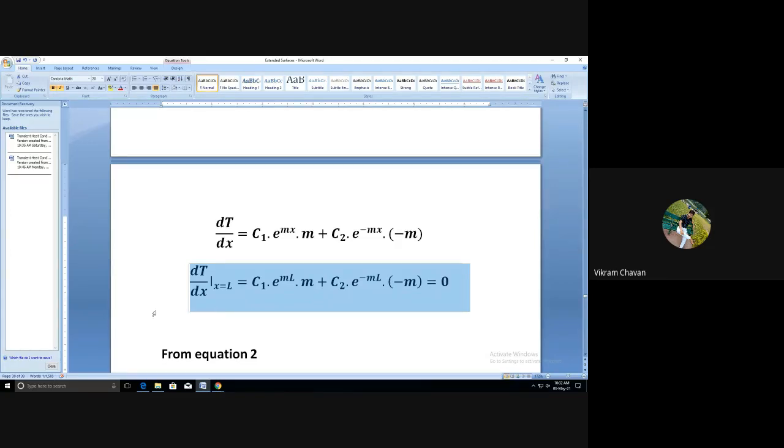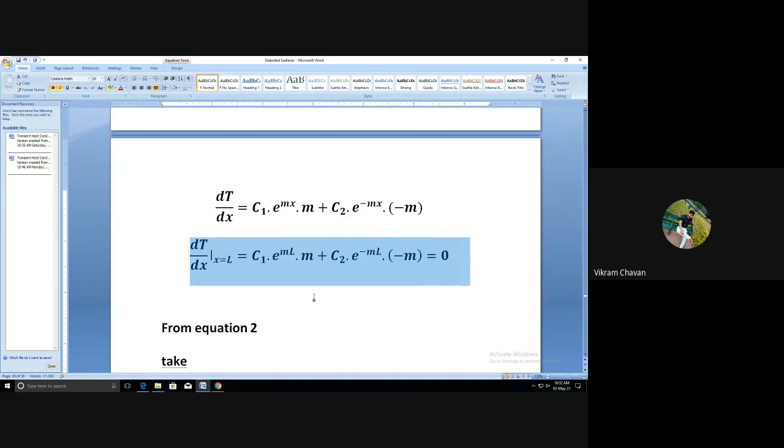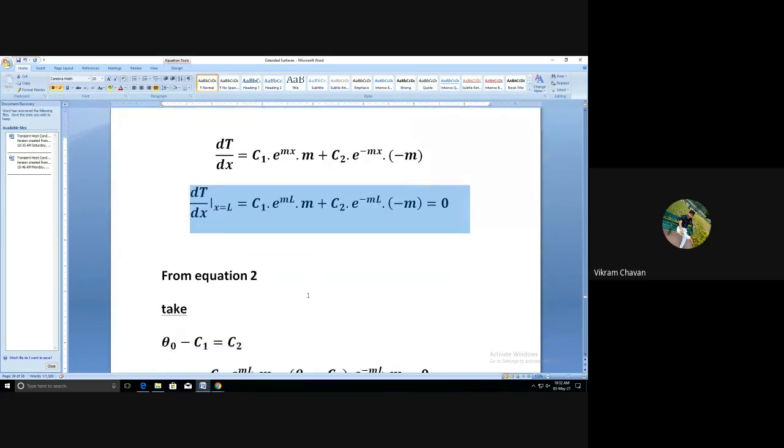Okay, so now we have to convert this particular equation in terms of one of the constants. For that reason, we have to consider equation number 2. Our equation number 2 is theta is equal to C1 plus C2. So from that equation, we can consider that C2 is equal to theta naught minus C1.